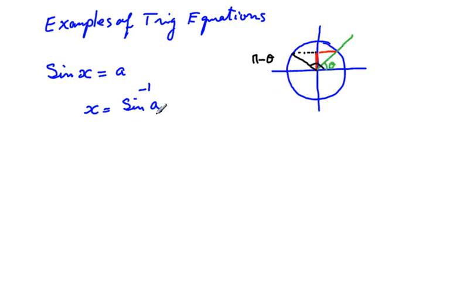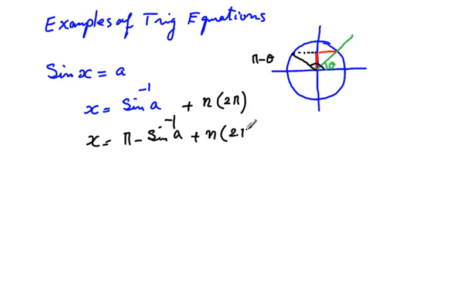So x could be sine inverse of a, which your calculator is going to supply to you as an answer in the first or fourth quadrant. x could also be pi minus sine inverse of a, which is its supplement. In addition to this, you can go any multiple of a whole circle. Here also any multiple of the whole circle is fair game. So you get two series of solutions.